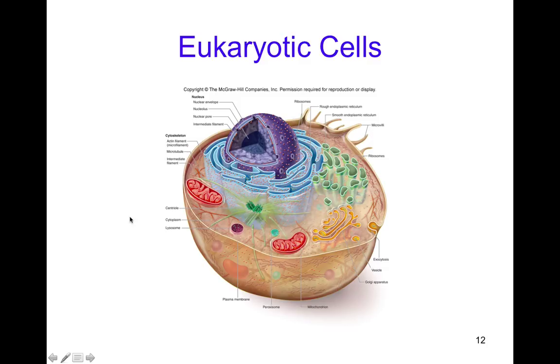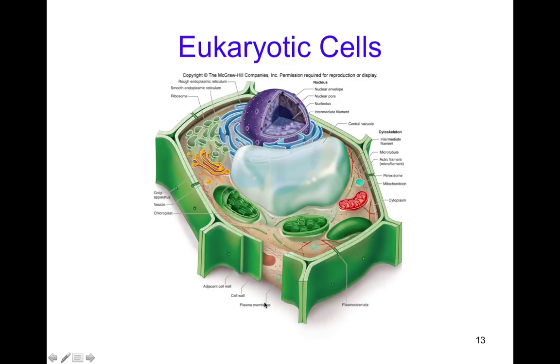So here's kind of a broad picture of the eukaryotic cell. You can kind of see the nucleus, the cytoskeleton, which is right here. You see the cytoskeleton, mitochondria, lysosome, Golgi apparatus, smooth ER, rough ER, the cell membrane. So we're going to talk about all these guys.